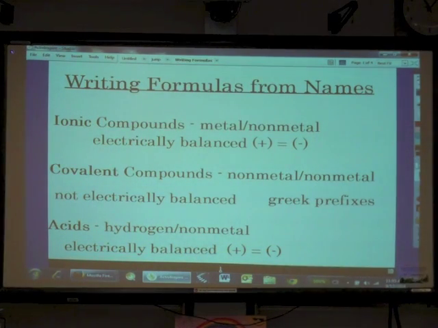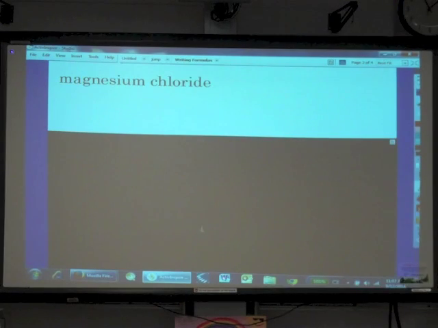And we recognize an acid because the cation is hydrogen and it is bonded to a nonmetal. Acids are electrically balanced, meaning that the total amount of positive charge is going to be equal to the total amount of negative charge coming from the anion.